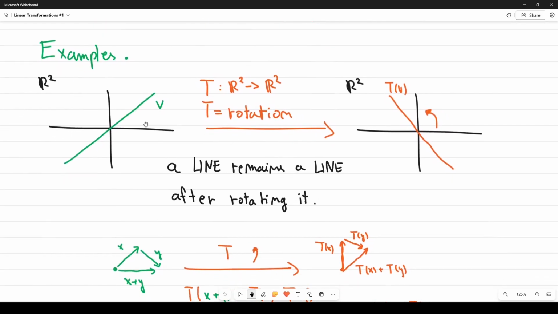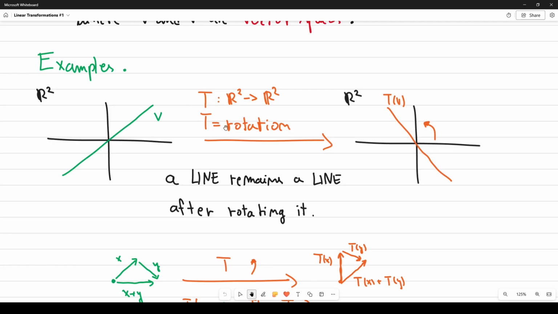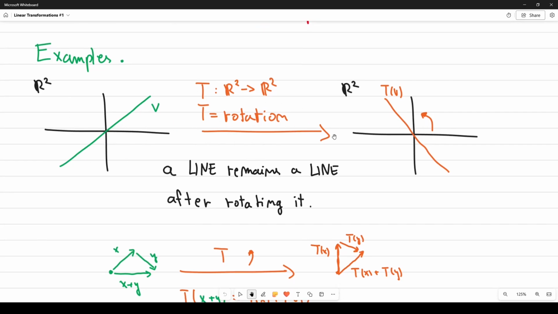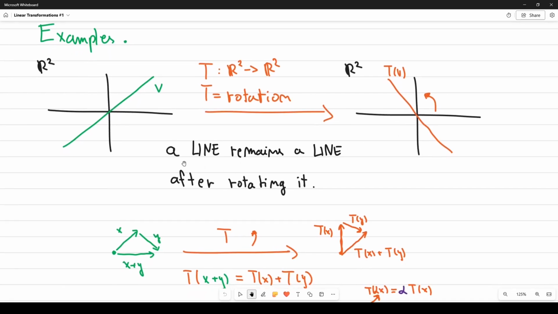So, a very geometric example. Let's say we're in the plane and we have our one-dimensional vector space. Let T be a rotation. We're going to rotate everything in the plane by some angle, purely for illustrative purposes. When I rotate everything here by some angle, this line gets rotated to this line. I mean, they're not the same line, but what matters is that a line still remains a line after a rotation.